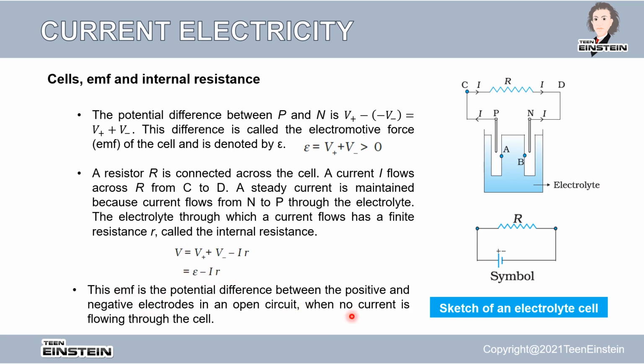So this EMF is the potential difference between the positive and negative electrodes in an open circuit when no current is flowing through the cell. So what do they mean by this?